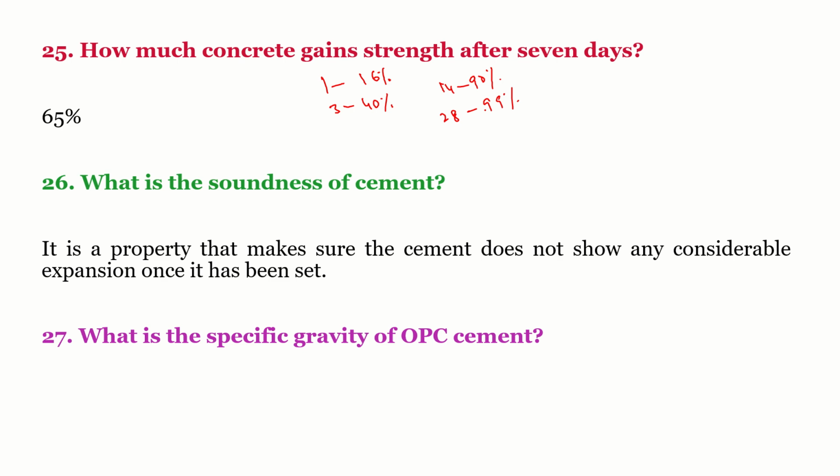And the most asked question, what is the specific gravity of OPC cement? Generally the specific gravity of OPC cement varies between 3 to 3.15.